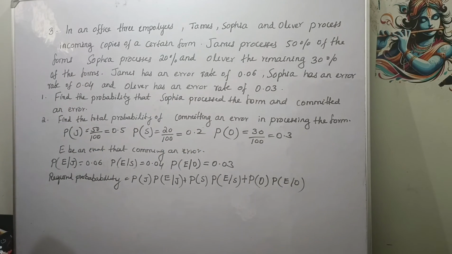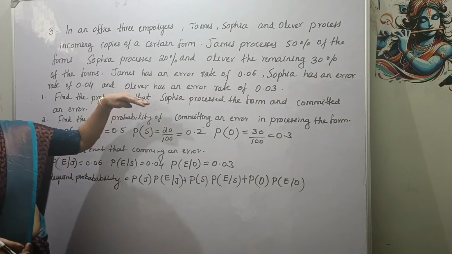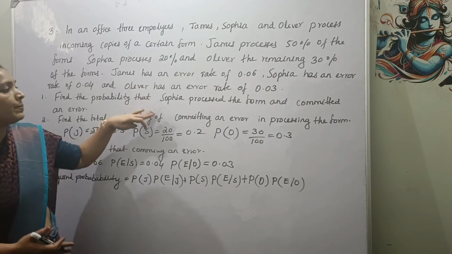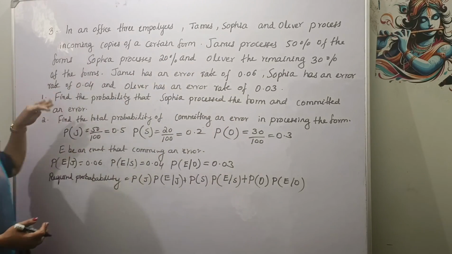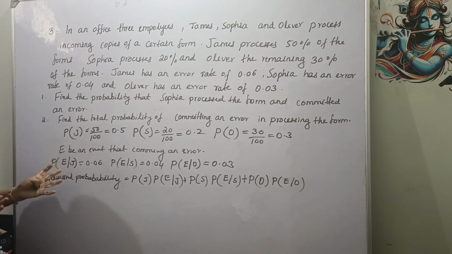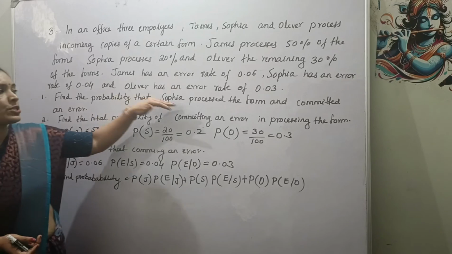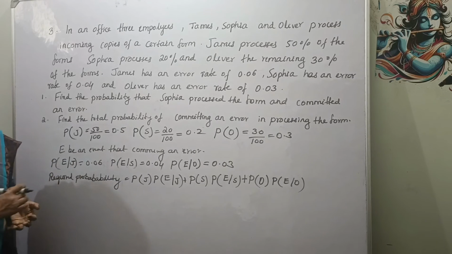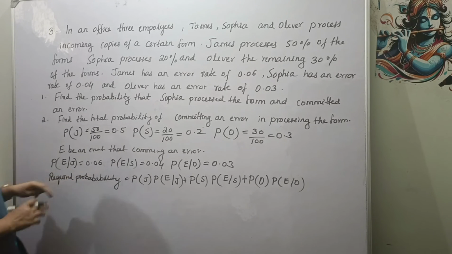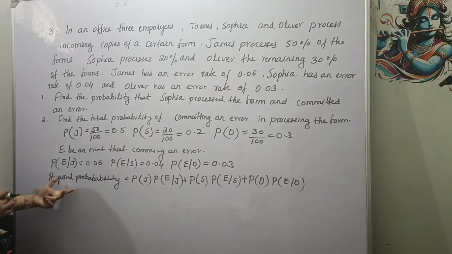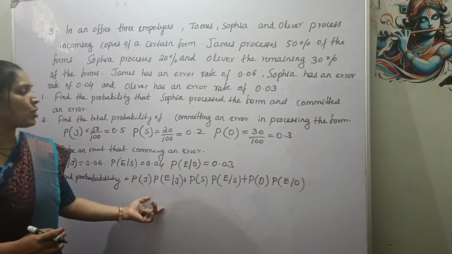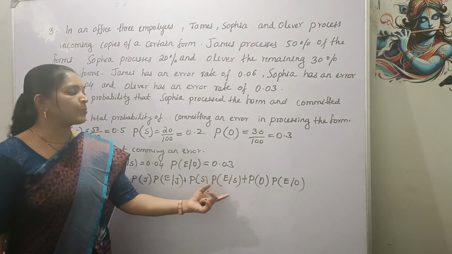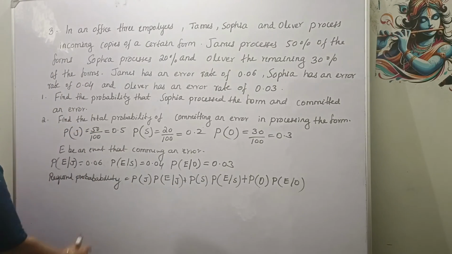Here, total probability means James, Sophia and Oliver, all of them processed the form and committed an error. That is, the form is processed by them and an error is committed by them. So that is nothing but the total probability theorem. So the required probability is equal to probability of J into probability of E given J plus probability of S into probability of E given S plus probability of O into probability of E given O.